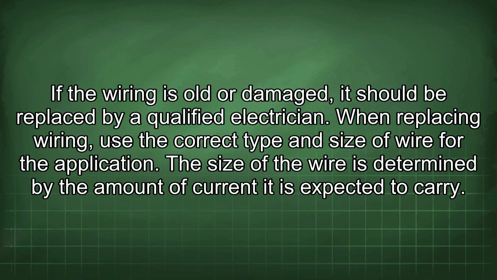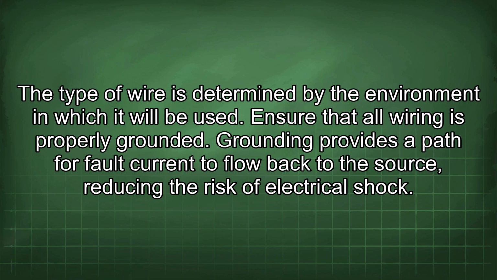When replacing wiring, use the correct type and size of wire for the application. The size of the wire is determined by the amount of current it is expected to carry. The type of wire is determined by the environment in which it will be used. Ensure that all wiring is properly grounded. Grounding provides a path for fault current to flow back to the source, reducing the risk of electrical shock.